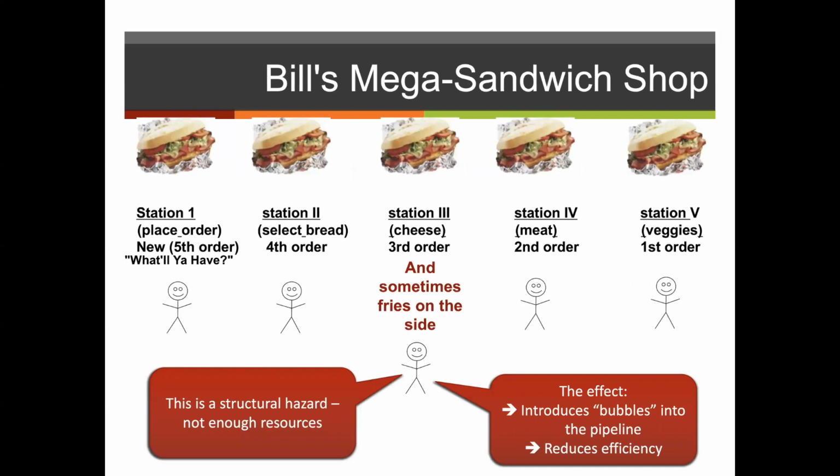This presents a problem for us in that we have a structural hazard, because we do not have enough resources in place to accommodate station 3 accounting for both the cheese as well as the fries. When we have this in place, we call this a bubble in the pipeline. Bubbles reduce efficiency because they result in somewhat of an empty instruction.